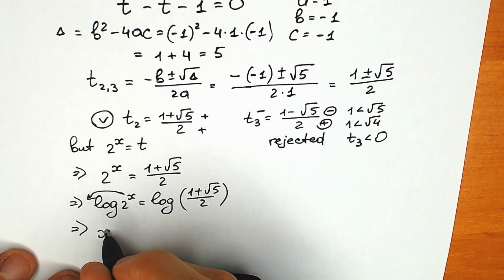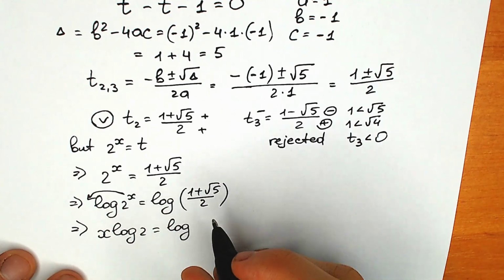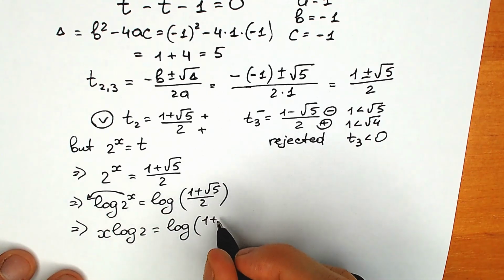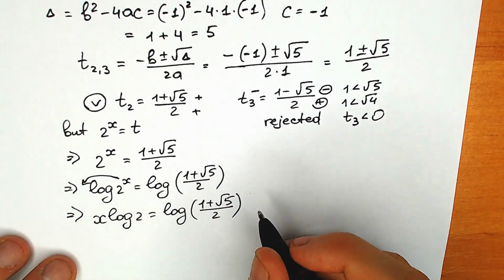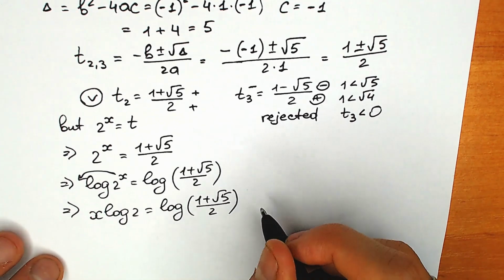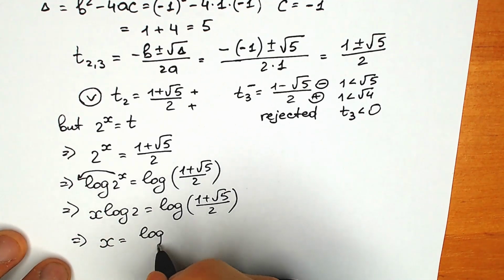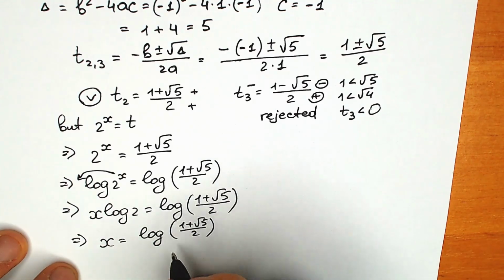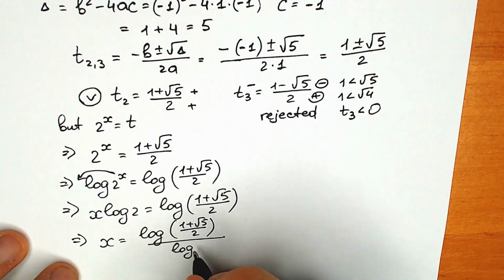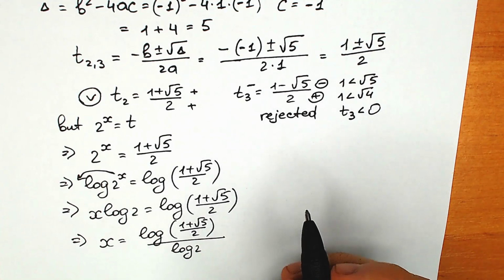So we have x times log 2 equal to log of this one without any changes, log of (1 plus square root of 5) over 2. In the second step, we're going to divide both sides by log 2, and in the end, we find our x. So x is equal to log of (1 plus square root of 5) over 2, and all over log 2. And this is our answer to our question. So I really hope you understand it.